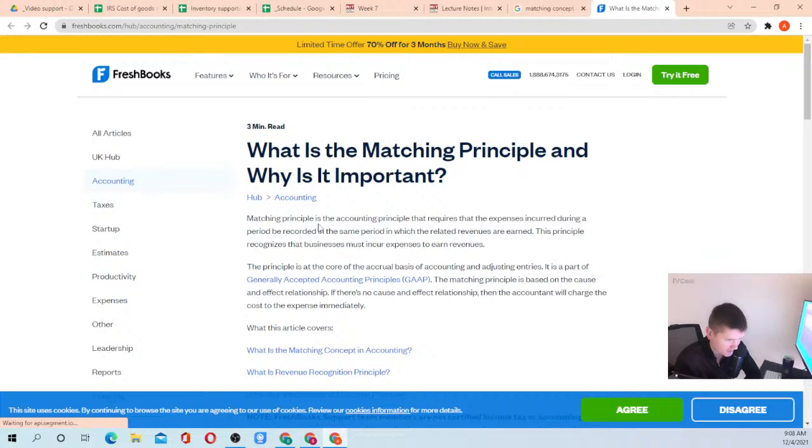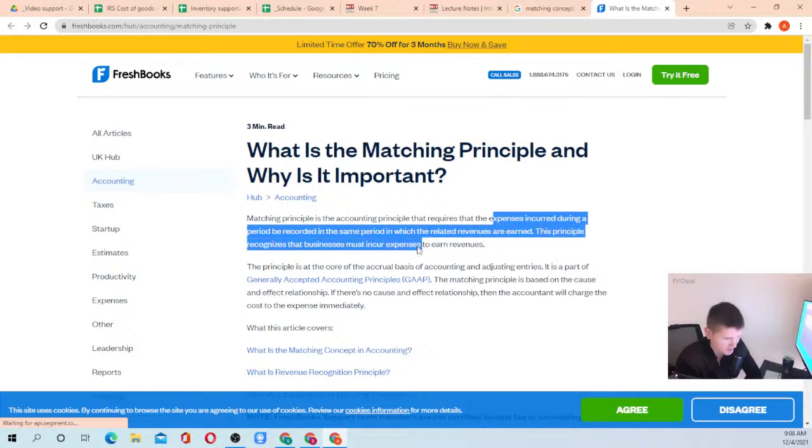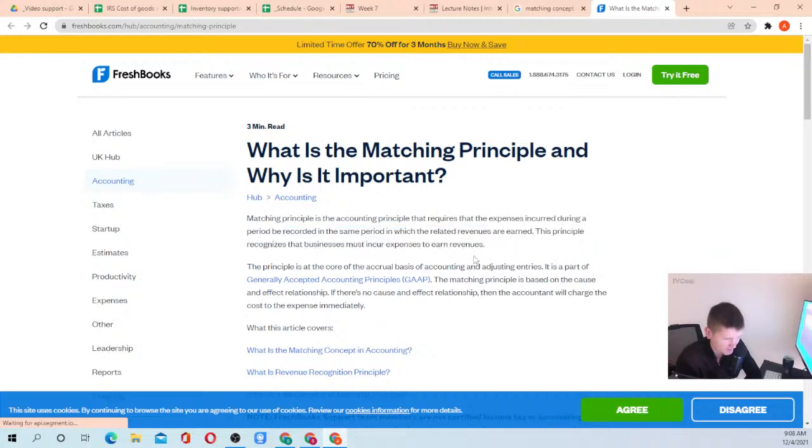So what do we have here? The matching principle is an accounting principle that requires that expenses incurred during a period be recorded in the same period in which the related revenues are earned. This principle recognizes that businesses must incur expenses to earn revenues.